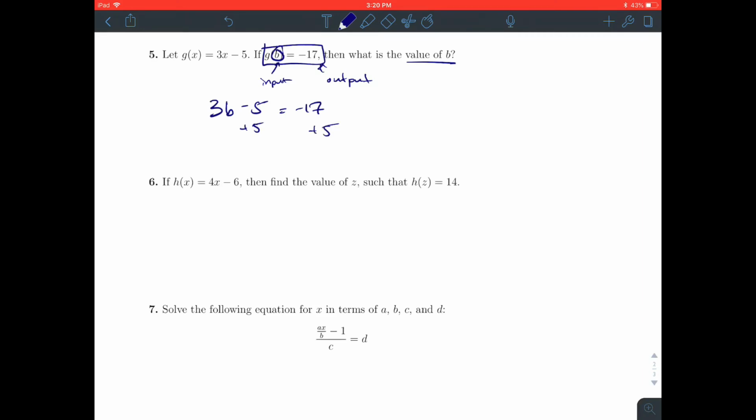We add 5 on both sides. 3b equals -12. We divide by 3 on both sides. b equals -4. For problem 6, if h of x equals 4x minus 6, then find the value of z such that h of z equals 14. You guys are going to have to do this one without the answer key. Maybe I'll check it tomorrow.